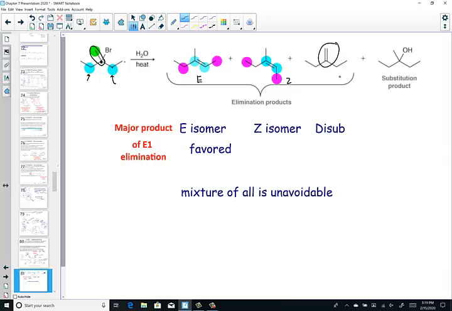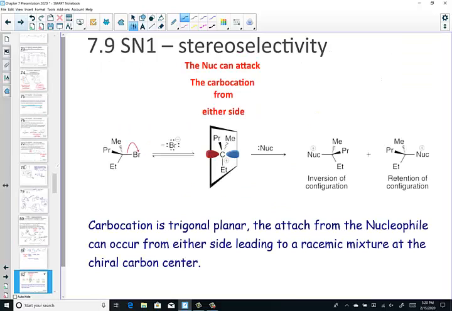disubstituted, but all indeed are made. It's just that this would be the major product, this would be a minor, this would be even less, and of course you have your substitution product as well, and that turns your alkyl halide into an alcohol through that mechanism known as SN1. A mixture of all of these is unavoidable. All will be present, not necessarily in the same amount, but they all can be isolated as part of your reaction.